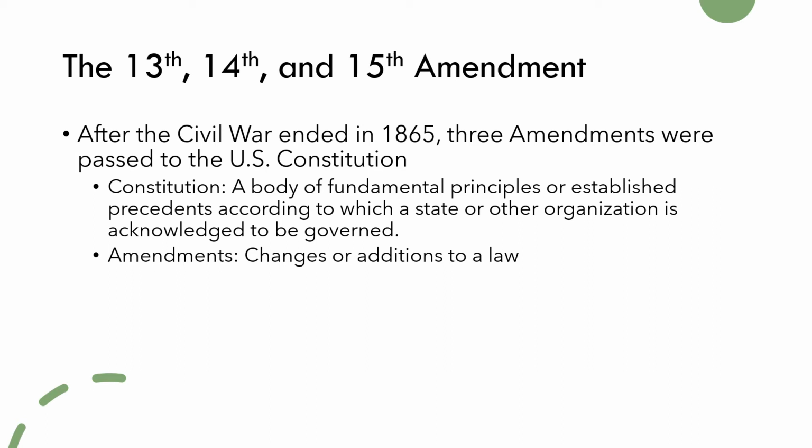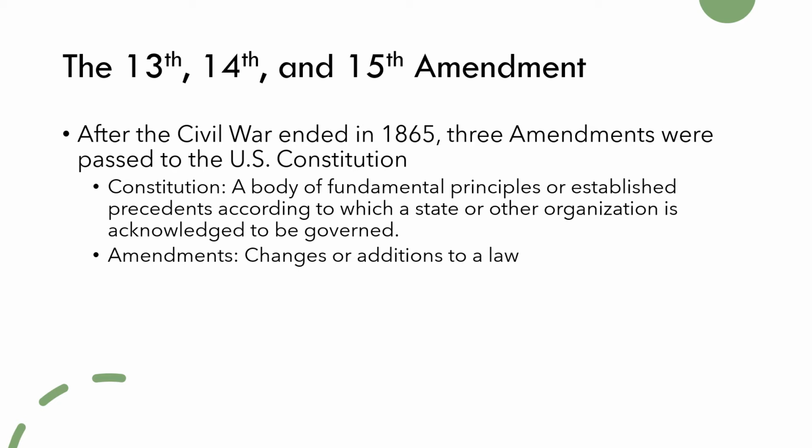So after the Civil War ended in 1865, there were 3 amendments passed in the U.S. Constitution. And when we think of the Constitution, it is a set of laws that governs the entire United States of America. So we have laws that are like a local law or a county law, then we have state laws, and then we have federal laws. And federal laws apply to the entire country no matter what state you live in. So in North Carolina, we have state law that's only in our state, and then we have federal law that's across the United States. And the Constitution governs the United States.